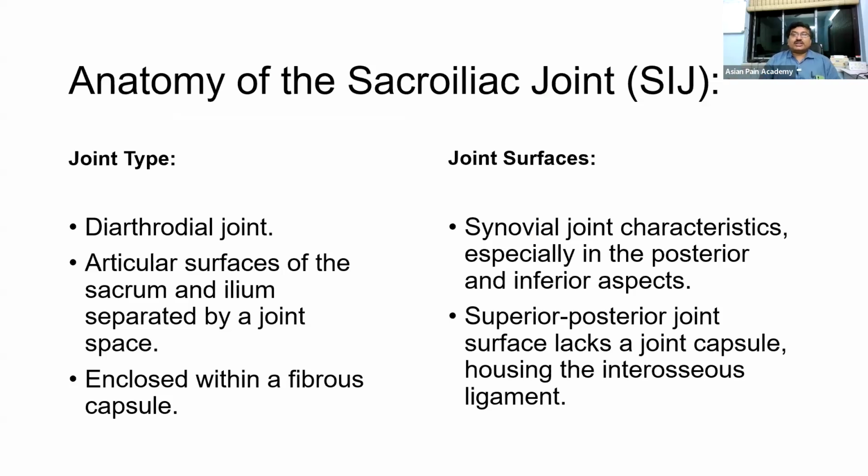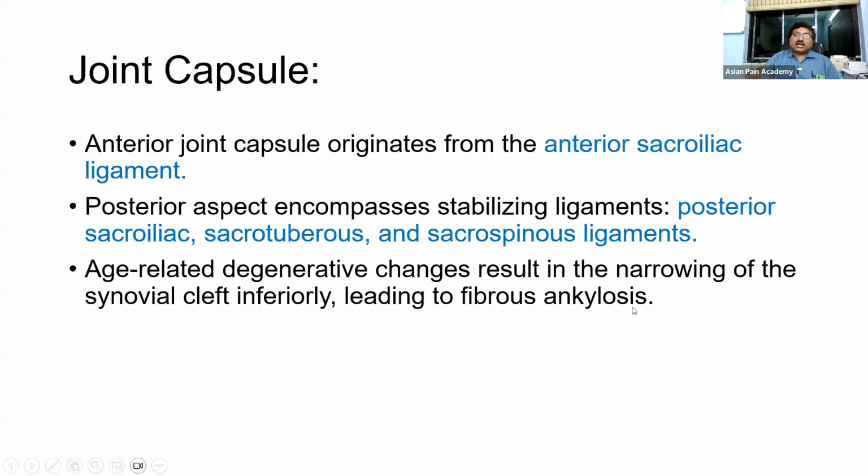We all know it's a diarthrodial joint, with the articular surfaces of the sacrum and ilium forming the joint. The upper part of the joint is mainly fibrous, whereas the lower part of the joint is mainly synovial. When we inject, we inject at the lower part of the joint. Now, there are multiple ligaments surrounding the joint.